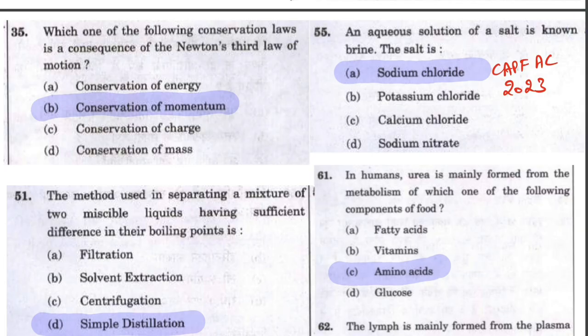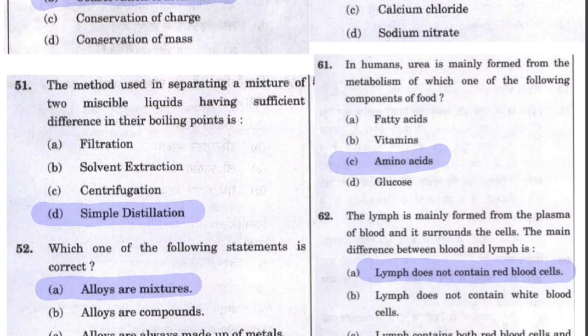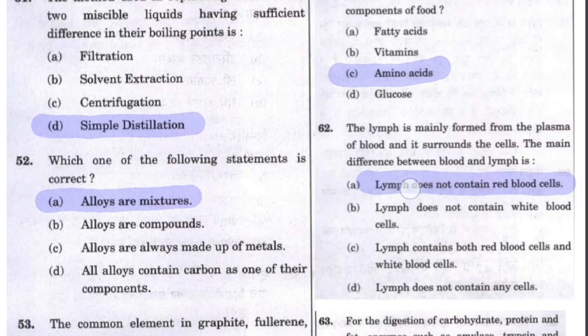This also has been repeated so many times. So conservation of momentum is a consequence of Newton's third law of motion. Just remember this. And then the next question, the answer would be simple distillation. So simple distillation is the method used in separating a mixture of two miscible liquids having sufficient differences in their boiling points. So simple distillation is used when the boiling points of the two miscible liquids are different.